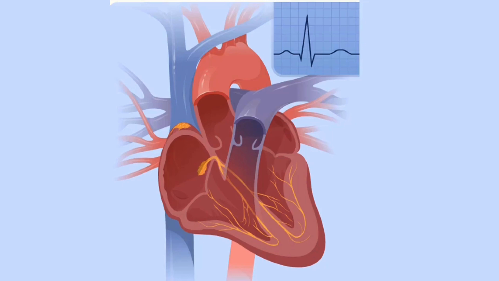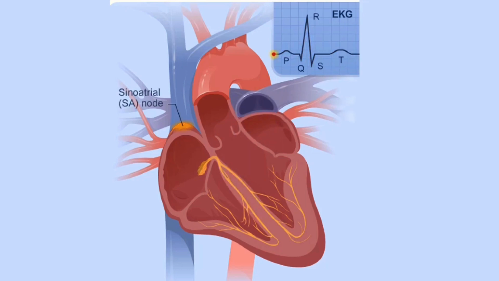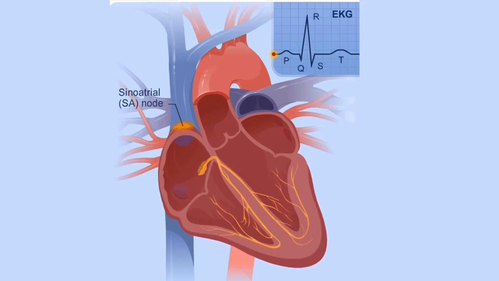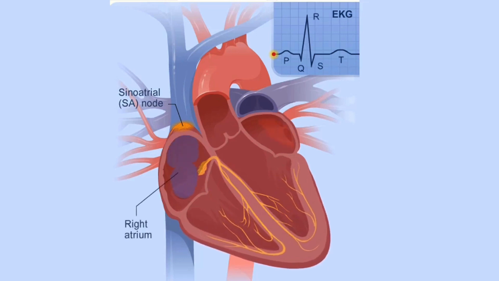Your heart is a muscle that works continuously, much like a pump. Each beat of your heart is set in motion by an electrical signal from within your heart muscle. The electrical activity is recorded by an electrocardiogram, known as an EKG or ECG. Each beat of your heart begins with an electrical signal from the sinoatrial node, also known as the SA node. The SA node is located in your heart's right atrium.